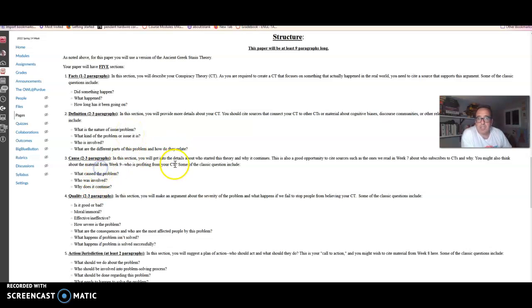Your third section, you're going to want to talk about the causes of this. Why do people believe this? What caused the problem? Who is involved? Why does it continue? As I suggest here, this is a good chance to use material from week 7, about who believes in conspiracy theories. We talked about the paranoid style of American politics, and the other texts we looked at that week would be useful.